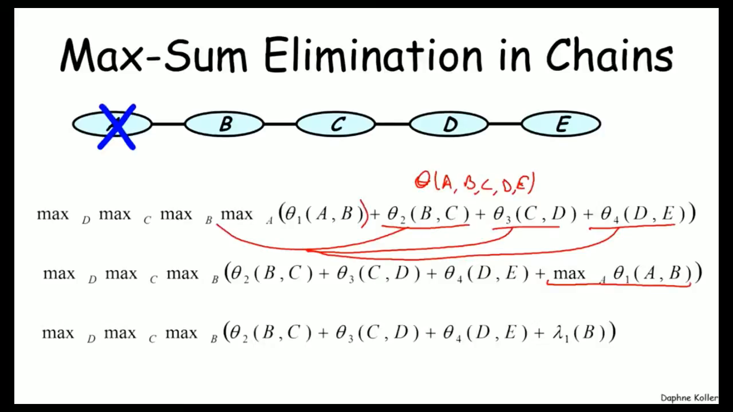which looks like max over A, theta 1 of AB. And I'm going to call that lambda 1 of B, because notice that this is not a constant, it's a function that depends on B. For different values of B, you're going to have different A's that maximize and different values of the max expression. And so this lambda 1 of B is simply the max over A of theta 1 AB. And that process has effectively now eliminated A from this expression and given me a maximization problem over one fewer variable, only B, C, D, and E.